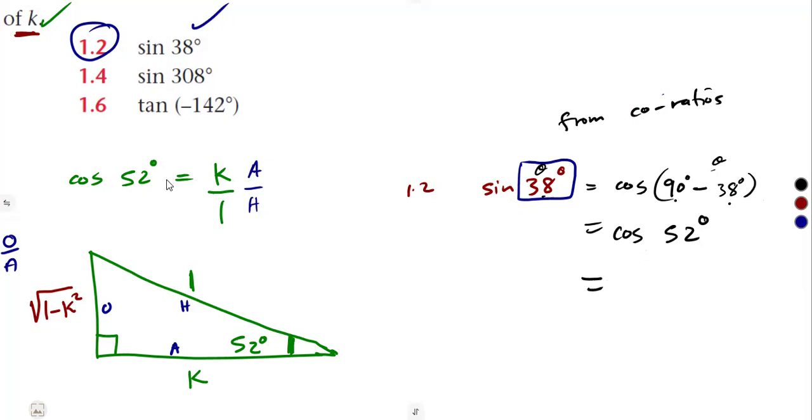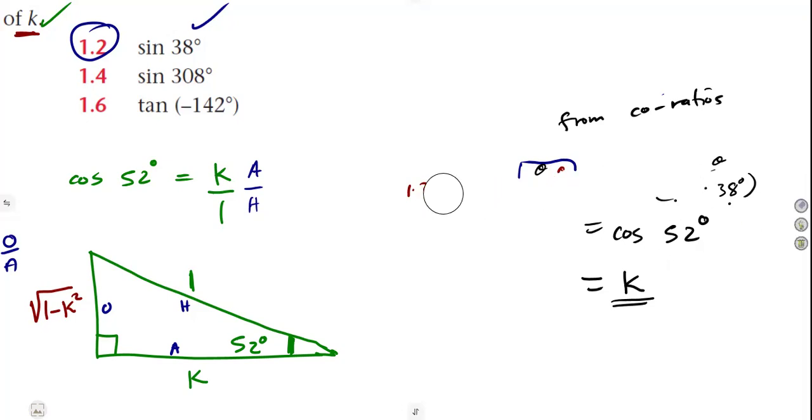of which you have this one. Remember, cos 52 is the one that you are originally given. What is cos 52? It is K. You're done. You already have the answer. Sine 38 is equal to K. It is the same as cos 52. Remember your cofunctions again. They play a role, as you can see.